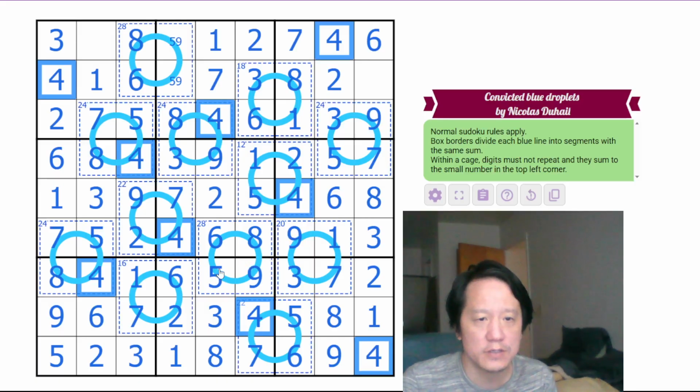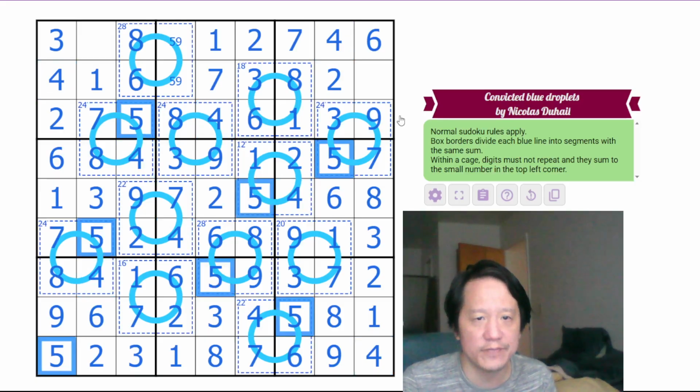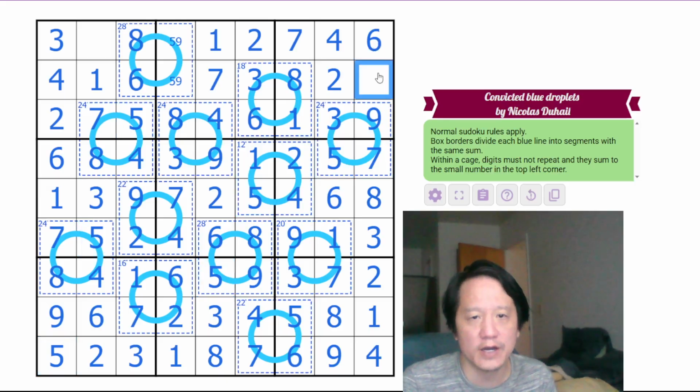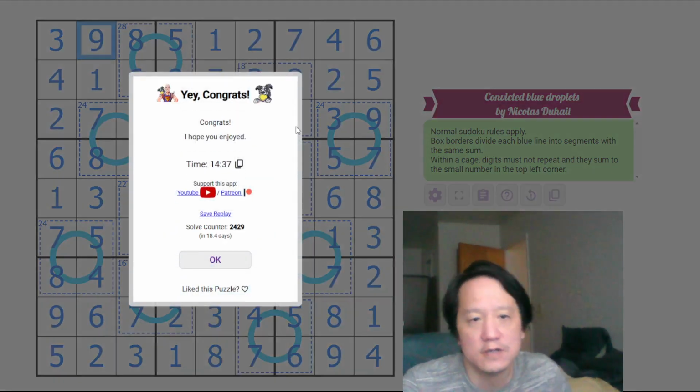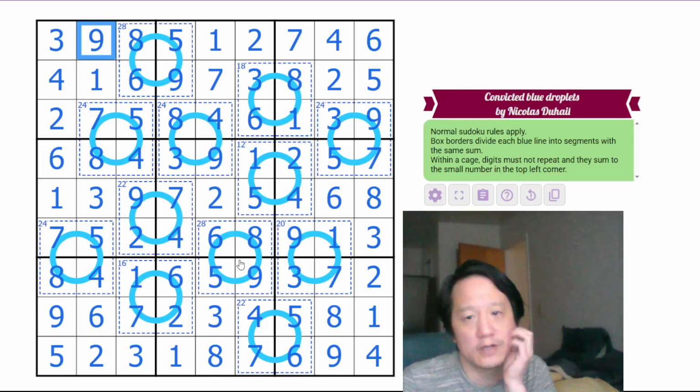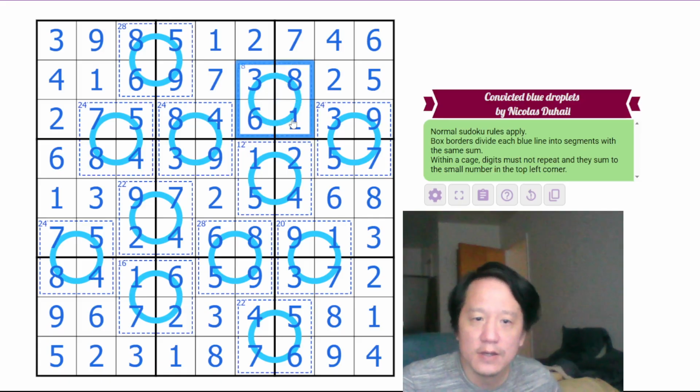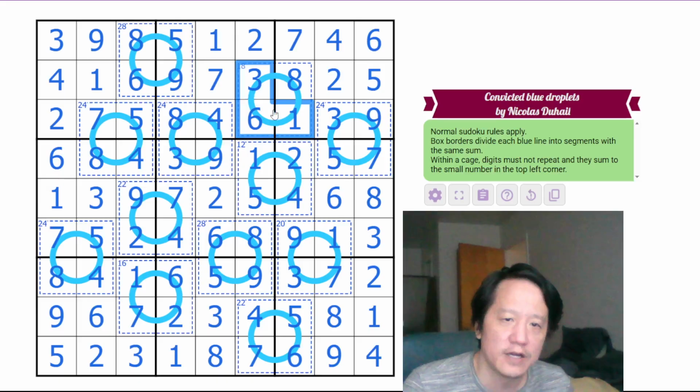4. 1, 2, 3. It's all done. 5. In column 9, 5 has to be here, which makes this 9, which makes that 5, and the last digit then is a 9. Congrats! I hope you enjoyed. Yeah, this was fun. It was kind of interesting, actually, how they interacted. But overall, nice little puzzle.